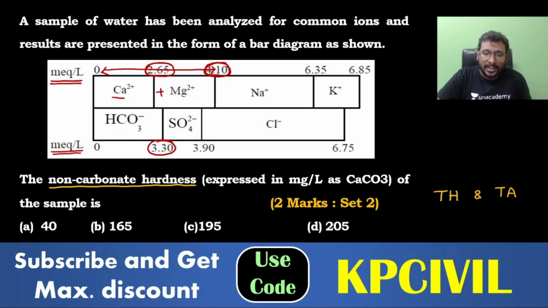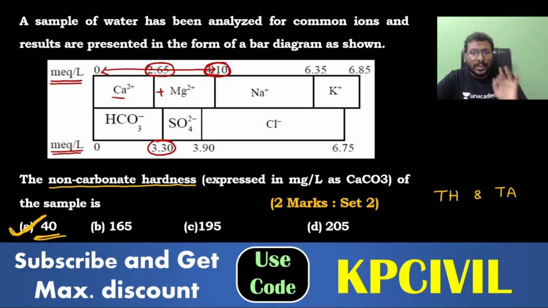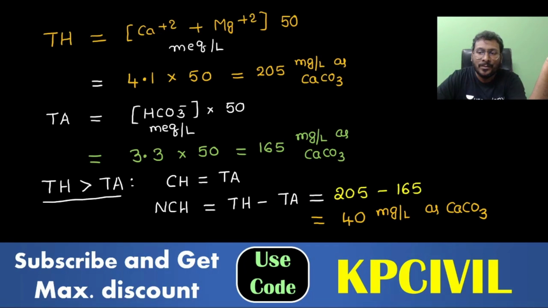So what can we take now? We'll go ahead with option A, non-carbonate hardness. Clear? Only thing you remember: milli equivalent per liter is provided, just multiply with 50, you convert to mg per liter as CaCO3. Next question.